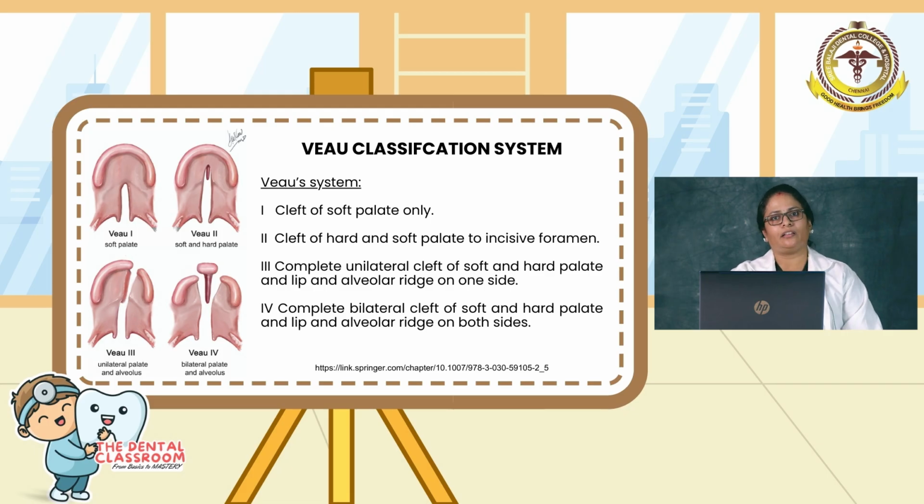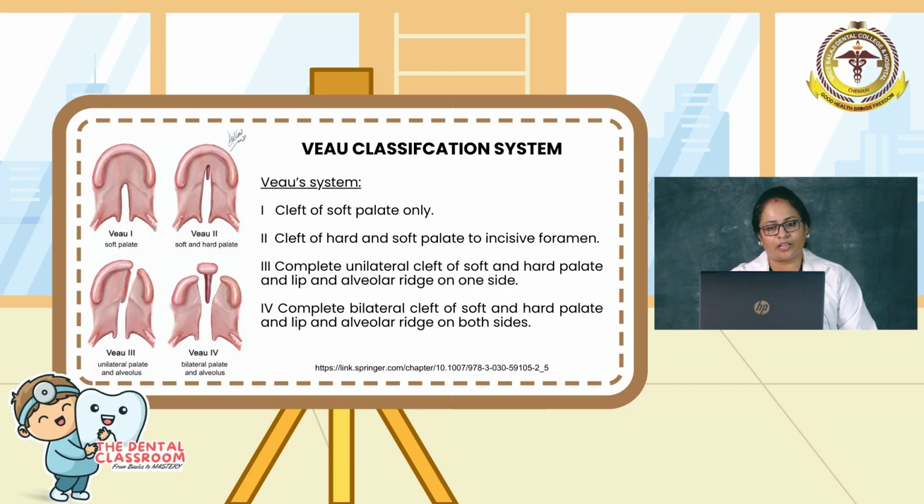So far we have seen how the development of the face happens. Now let's quickly see some of the clinical aspects. As you can see in this picture, this is where a classification system helps us understand the different patterns of cleft palate. In type 1, it is the simplest form. You can see only the soft palate is affected. In type 2, both the soft palate and the hard palate, extending up to the incisive foramen, are affected. And type 3 is more extensive, a unilateral cleft of the soft and the hard palate continuing to the lip and the alveolar ridge on one side.